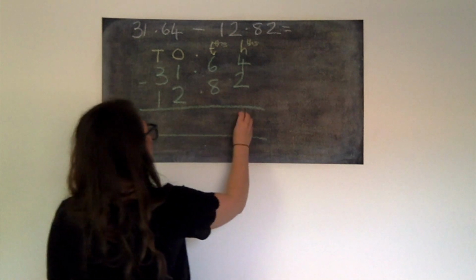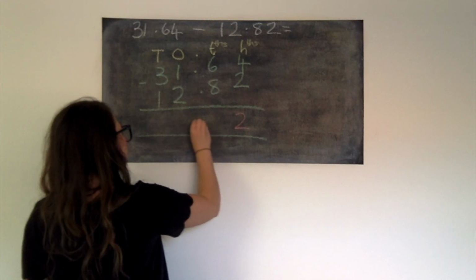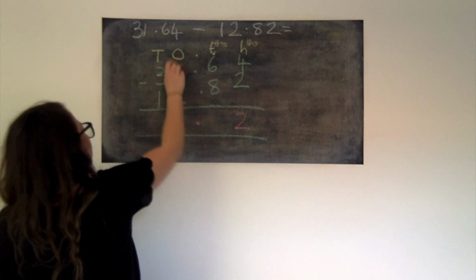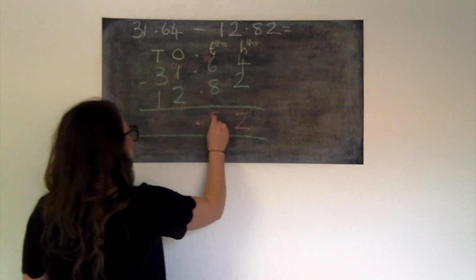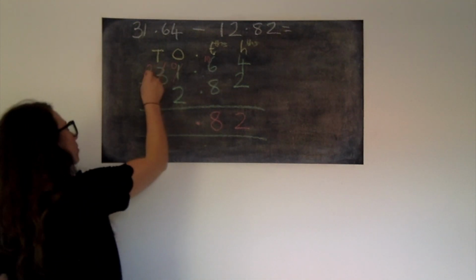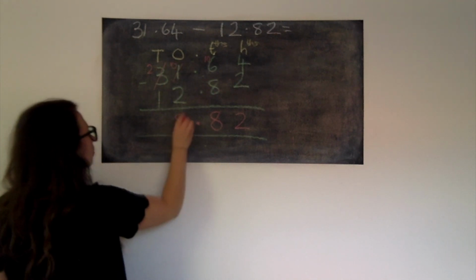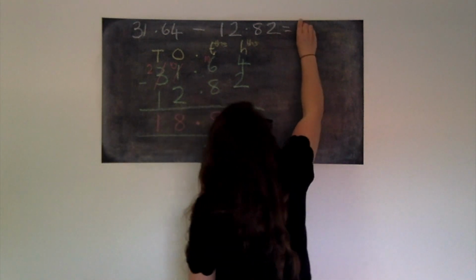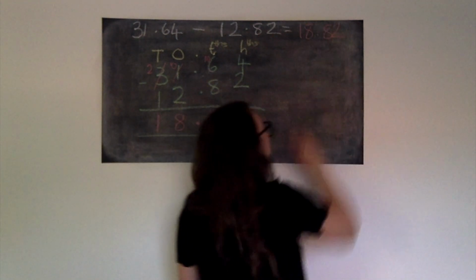So we go to our ones column, we exchange that one whole for 10 tenths. So now I've got 16 tenths take away 8 tenths gives us 8 tenths left. Then in our ones column, we haven't got any left, so we go to our tens and we exchange our 1 ten for 10 ones. So we've got 10 ones take away 2 ones gives us 8 ones. Now we've got 2 tens take away 1 ten gives us 1 ten left. So our final answer should be 18.82. Well done if you got that.